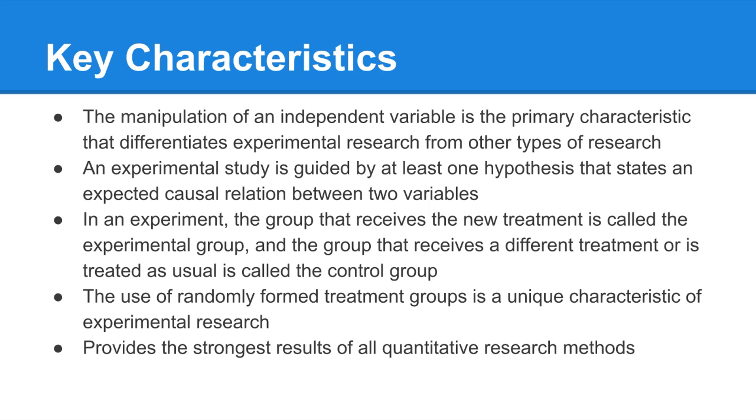In an experiment, the group that receives the new treatment is called the experimental group. And the group that receives a different treatment or is treated as usual is called the control group. Basically, as a researcher, you will decide who gets what. You have control over the selection of treatment to each randomized group. The use of randomly formed treatment groups is a unique characteristic of experimental research.